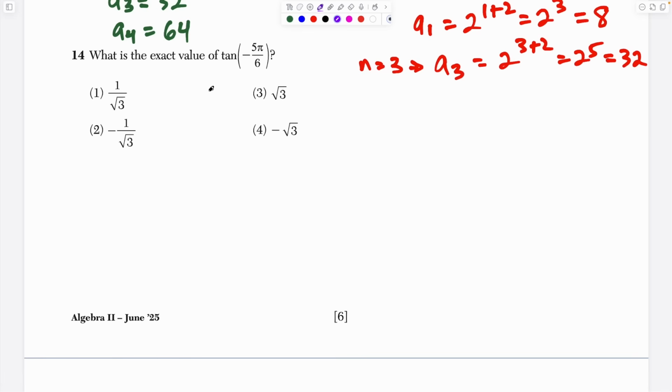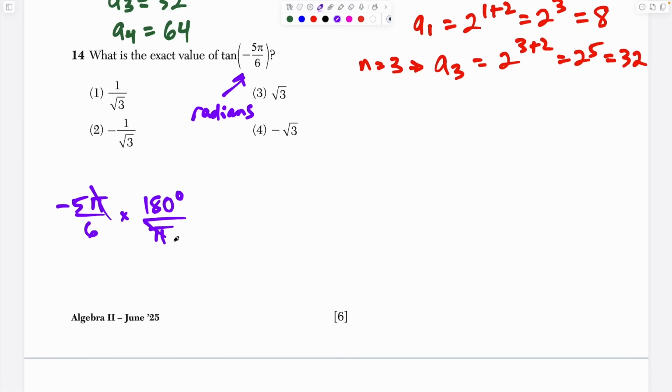Question 14, what is the exact value of tangent of negative 5 pi over 6? So I'll show how to do this without a calculator, and then I'll show how to do this with a calculator right after. So notice here the angle is written in radians. So if you want, what you could do is you could convert the angle to degrees. So negative 5 pi over 6, if you want to write this in degree form, you multiply by 180 over pi radians.